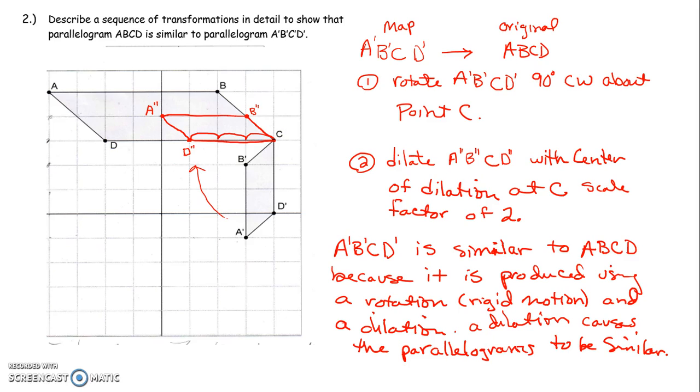This was not an easy problem. And you could also have taken A, B, C, D. You could have shrunk it down by a scale factor of 1/2 to get this smaller parallelogram. Then you would have had to rotate it 90 degrees counterclockwise to land here. So if you had started with the larger, your write-up would be something to the effect of, you dilate the A, B, C, D by a scale factor of 1/2 to get this smaller one. Then you would end up rotating it 90 degrees counterclockwise to land here.